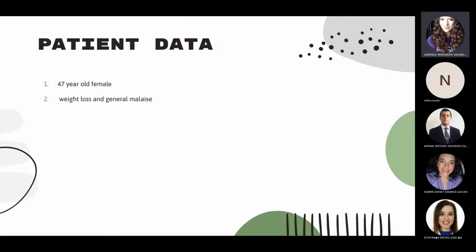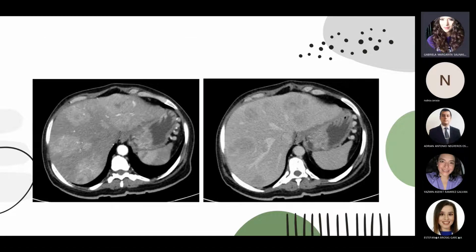We have a 47-year-old female who arrives at the emergency department with weight loss and general malaise. Then a CT scan of the abdomen was requested for suspicion of neoplasm. This is the CT scan the day the patient arrived at the emergency room.